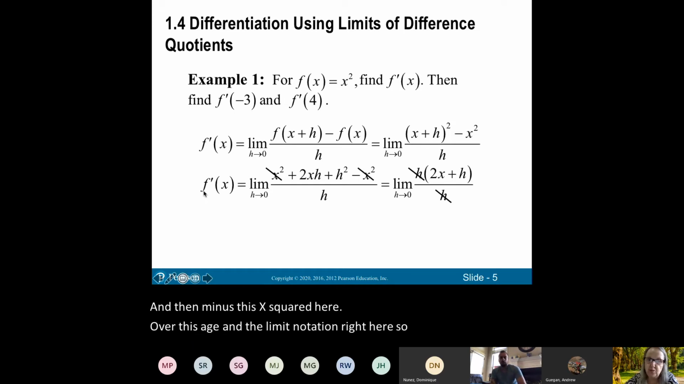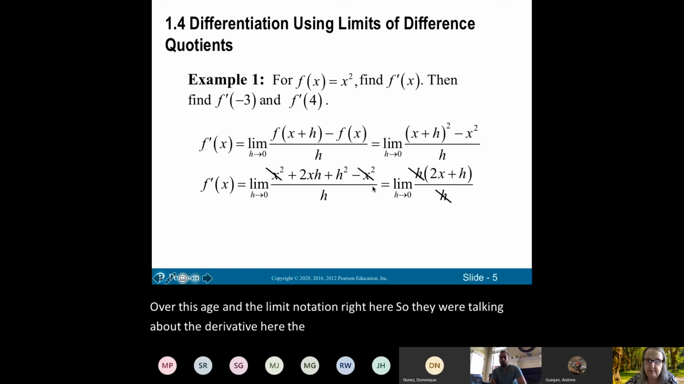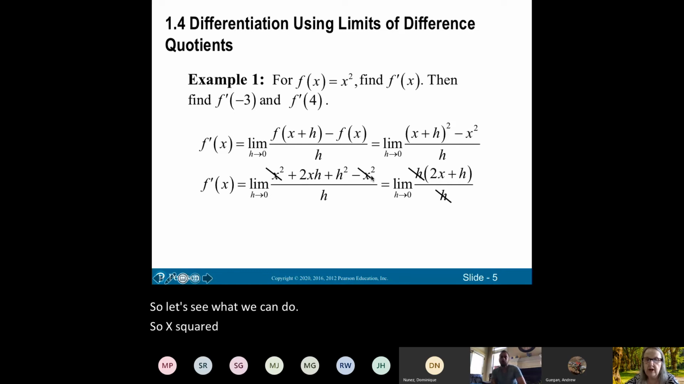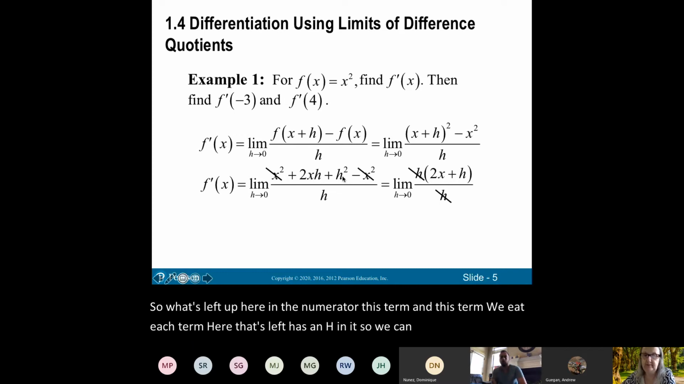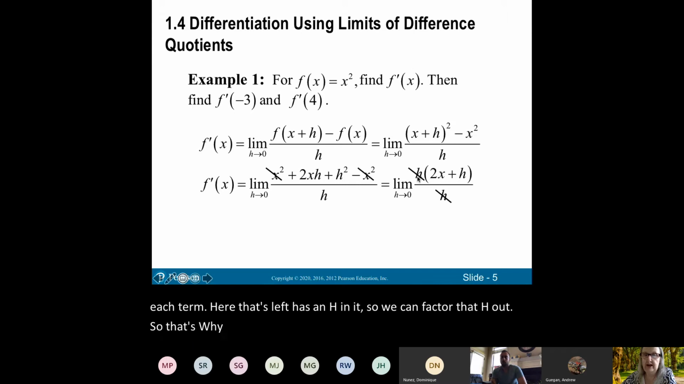So we're talking about the derivative here. The derivative is equal to this. So let's see what we can do. So x squared and minus x squared were crossed out because they sum to 0. So what's left up here in the numerator? This term and this term, each term that's left has an h in it. So we can factor that h out. So that's why they factored an h out here. If we take this h out and cross that out, we have a 2x left in here.